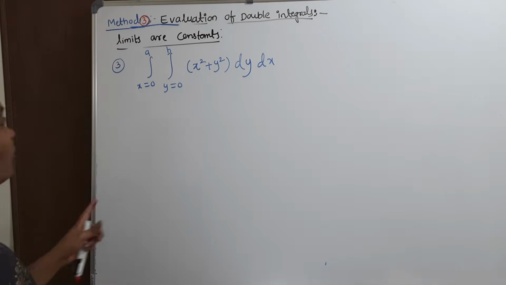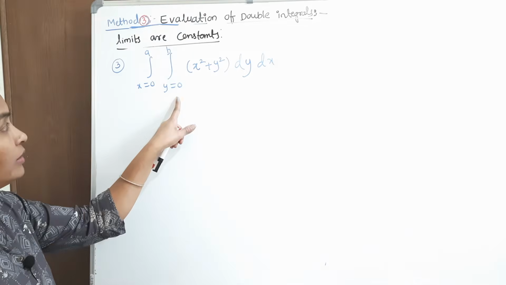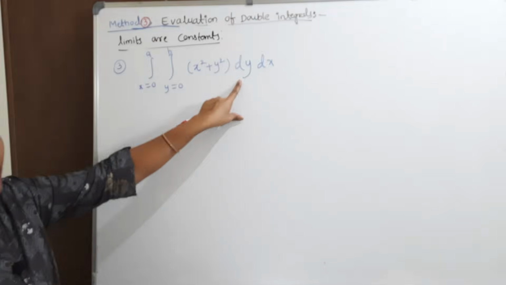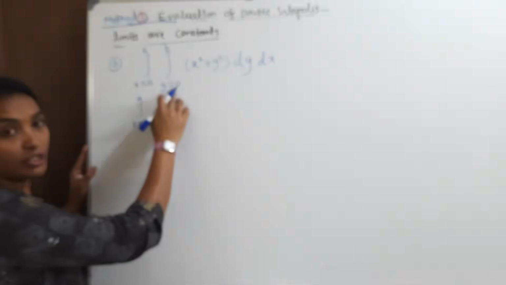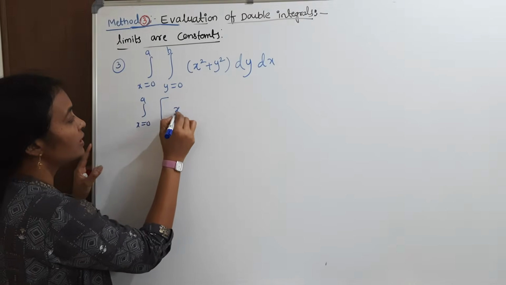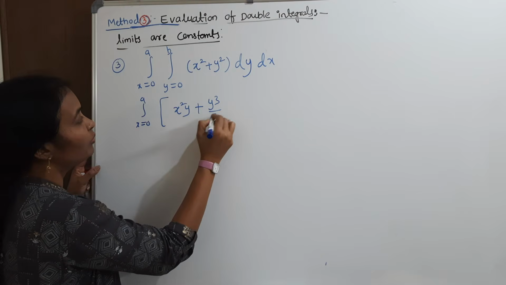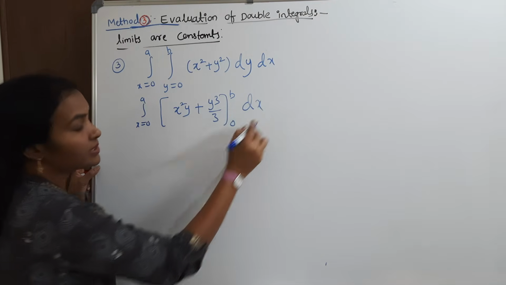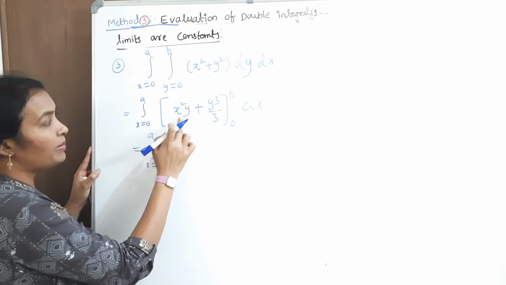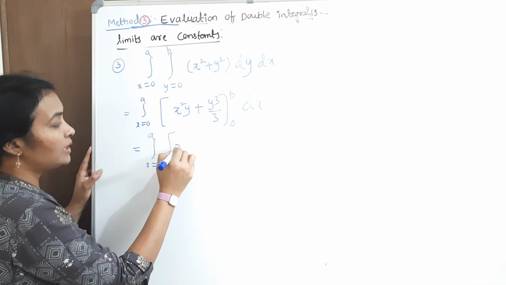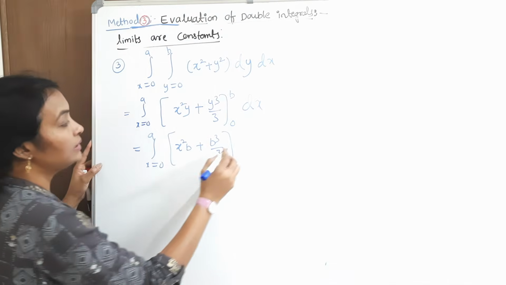See our next problem and the last one. Here the limits are constant, they already mentioned. This is a y limit, which means integrate with respect to y first. X limits are 0 to a. If you integrate with respect to y, x is a constant, then constant integration you'll get y. Applying integration, y square integration becomes y cube by 3, limits 0 to b, dx. Clear? Then this becomes x is equal to 0 to a. Now apply the upper limit in the place of y, that is x square b plus b cube by 3. Is it clear? And dx.